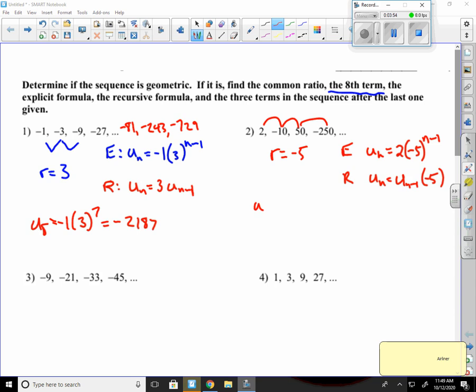Find the eighth term in the sequence, u sub 8 equals, I plug in 8 up here. That's 2 times negative 5 to the 7th. Negative 5 to the 7th power gives me negative 78,125 times 2, which is negative 156,250.